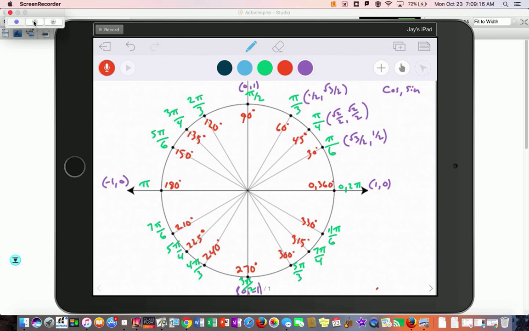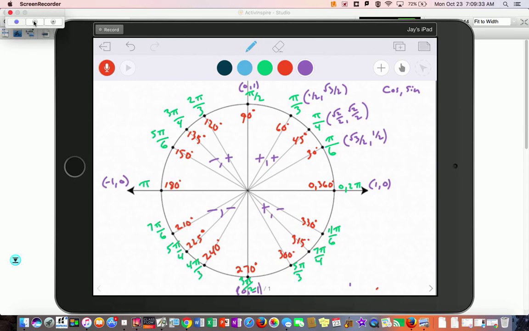So remember, in the first quadrant, both numbers are positive. Second quadrant, you're going left and up, so x is negative, y is positive. In the third quadrant, both of your numbers are negative. And in the fourth quadrant, the first one's positive, the second one's negative.